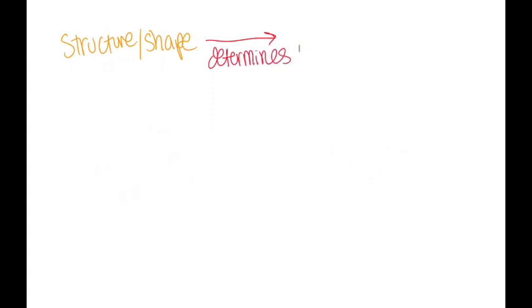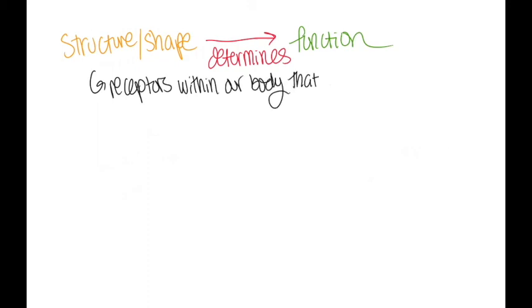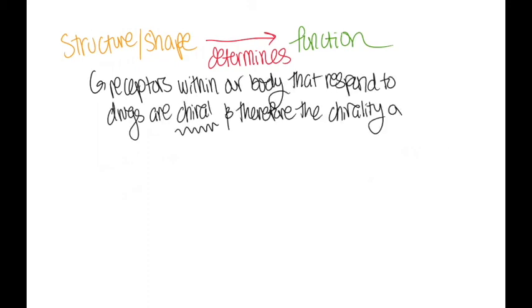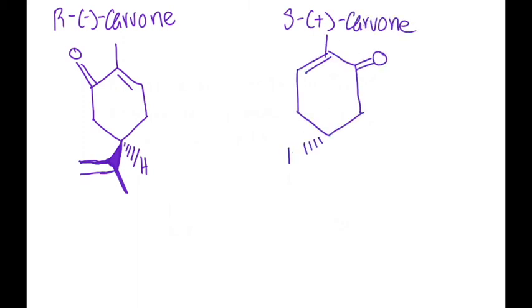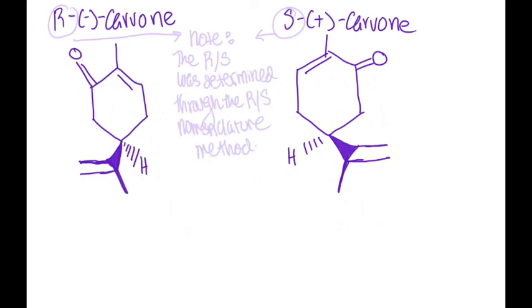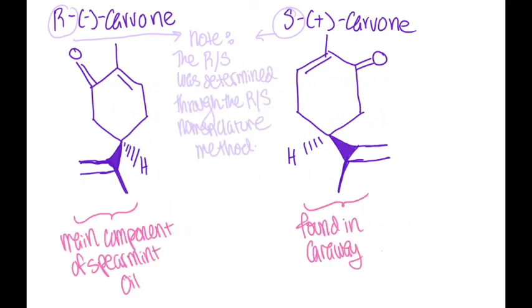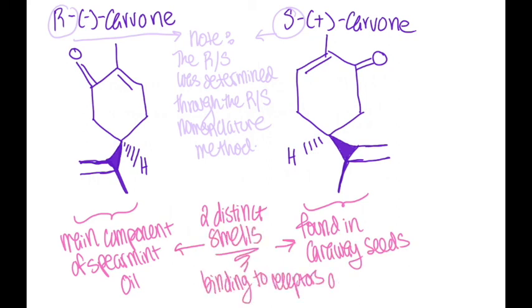Since structure and shape often determine how a molecule interacts with other molecules, optical isomerism and its properties are especially important when it comes to developing and manufacturing drugs and pharmaceuticals. Many of the receptors within our body that respond to drugs are chiral, and therefore the chirality of the drug is incredibly important. A simple example of this is with the molecule carvone. Both isomers, so-called S and R carvone, bind to receptors in our nose, which means that we can smell them. The two optical isomers smell quite different to one another, however. R-carvone is the main component in spearmint oil and smells like mint, whereas S-carvone is found in caraway seeds.